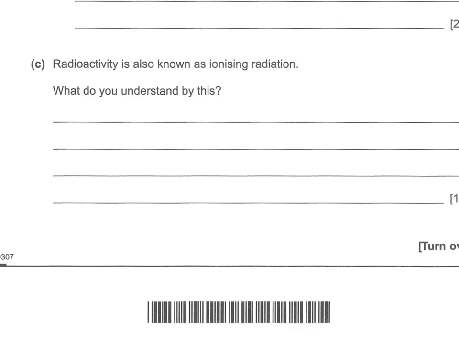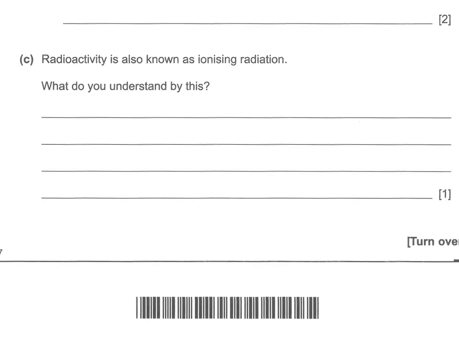Part C, radioactivity is known as an ionizing radiation. What do you understand by this? Well, we know what ions are. Ions are atoms that have lost or gained electrons. So when we talk about ionizing radiation, we're talking about the ability to remove electrons from an atom.